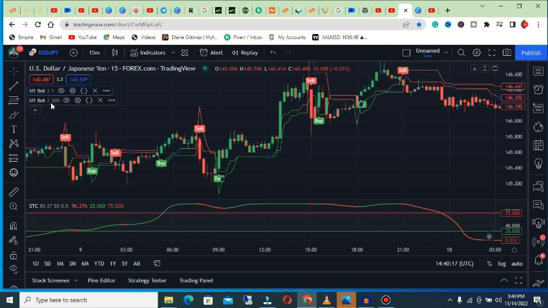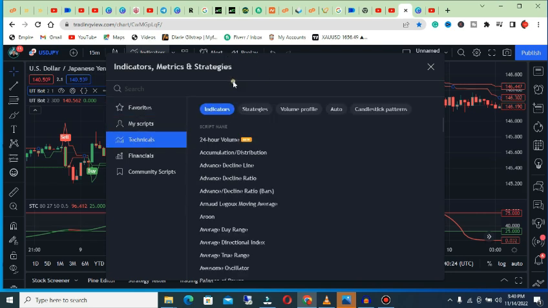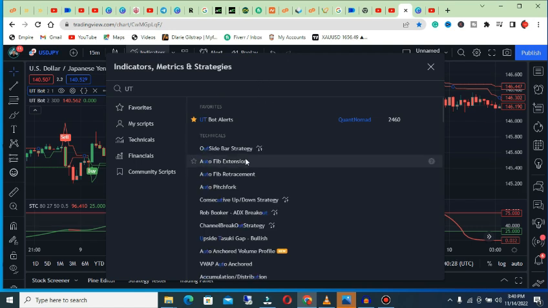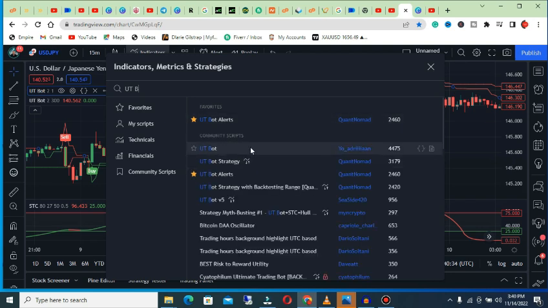The second indicator is another UT Bot. I've shown you how to put it up. Just come over here and write UT Bot again, and this is the one we are using right here, UT Bot by Adrelian. So make sure you put that one up again.